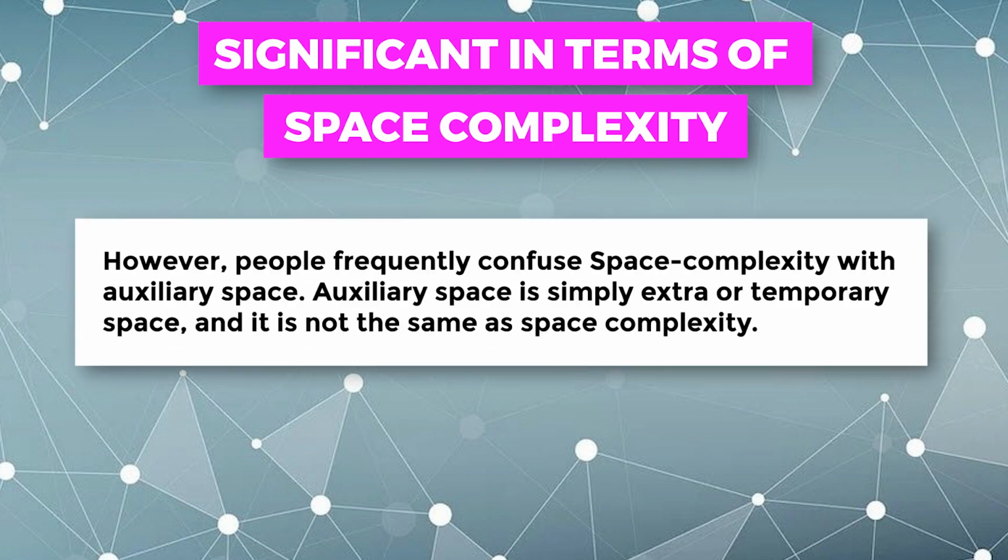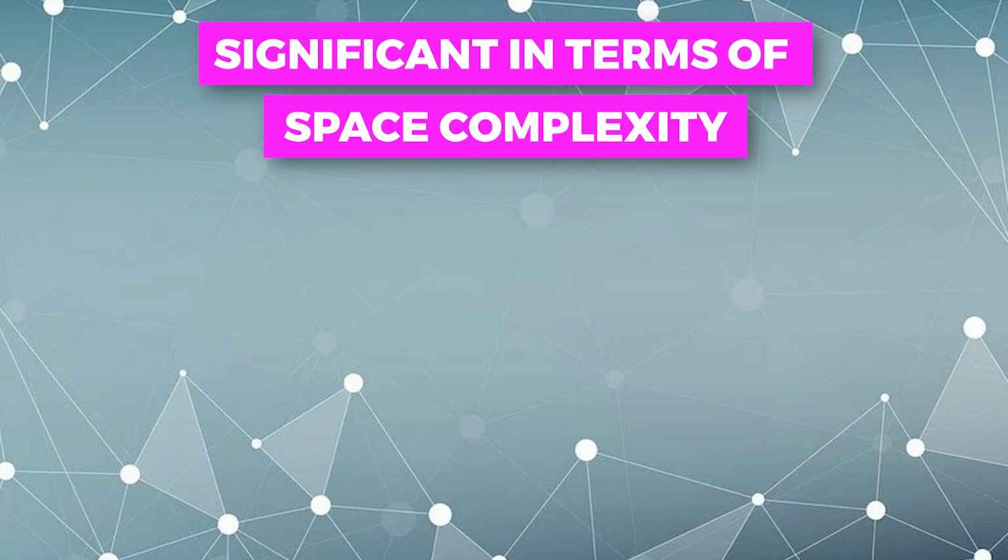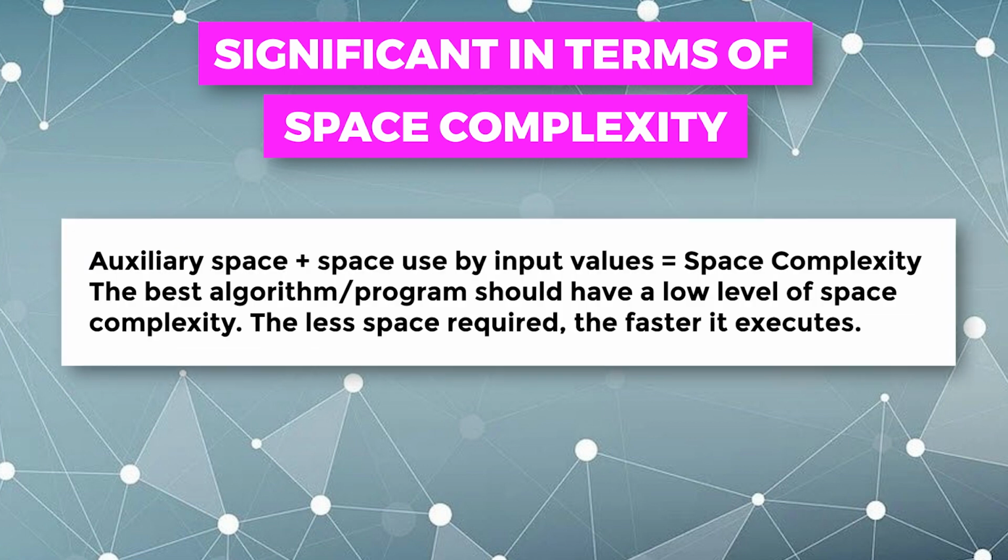However, people frequently confuse space complexity with auxiliary space. Auxiliary space is simply extra or temporary space, and it is not the same as space complexity. To put it another way, auxiliary space plus the space used by input values is equal to the space complexity. When you merge the auxiliary space and the space used by the input, that represents the space complexity. The best algorithm or program should have a low space complexity. The less space required, the faster it executes.